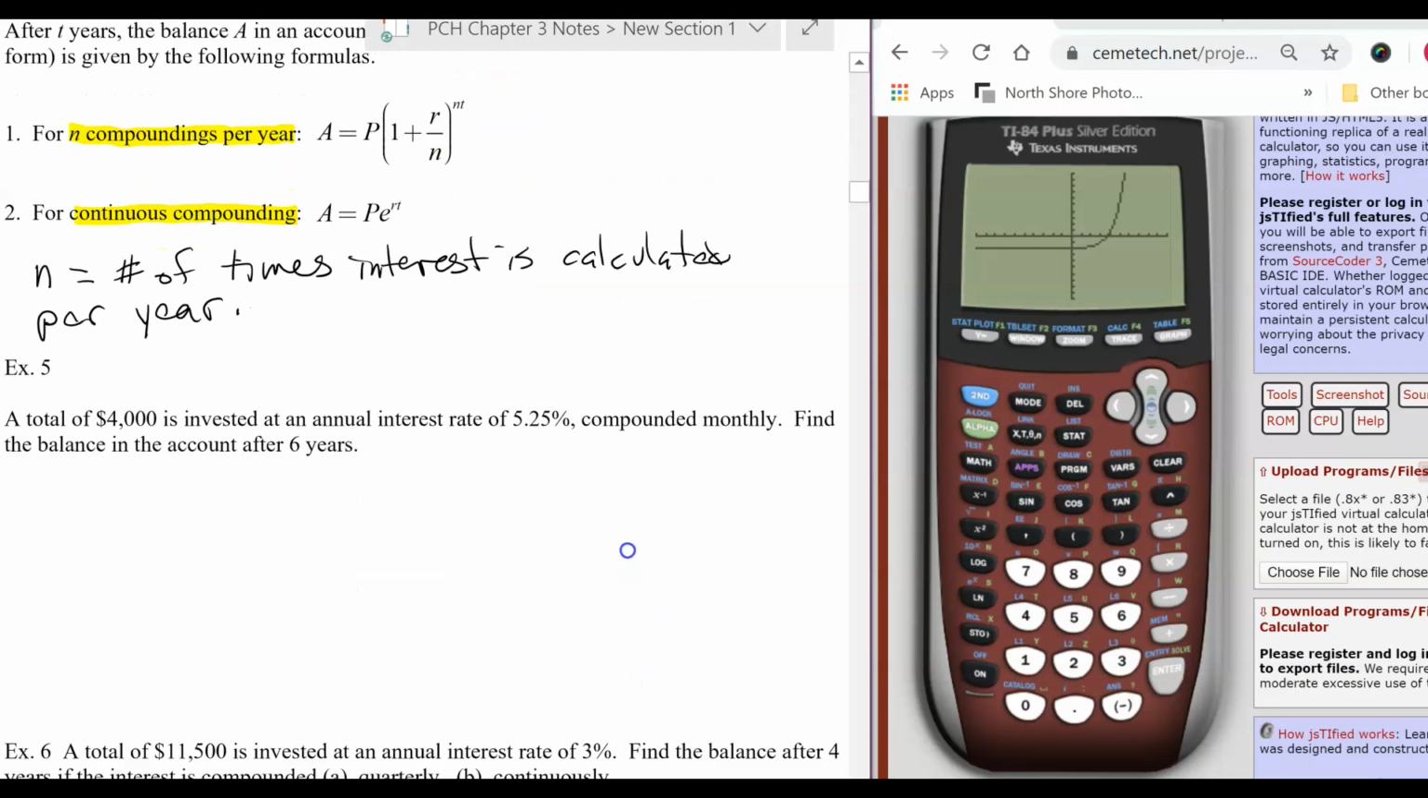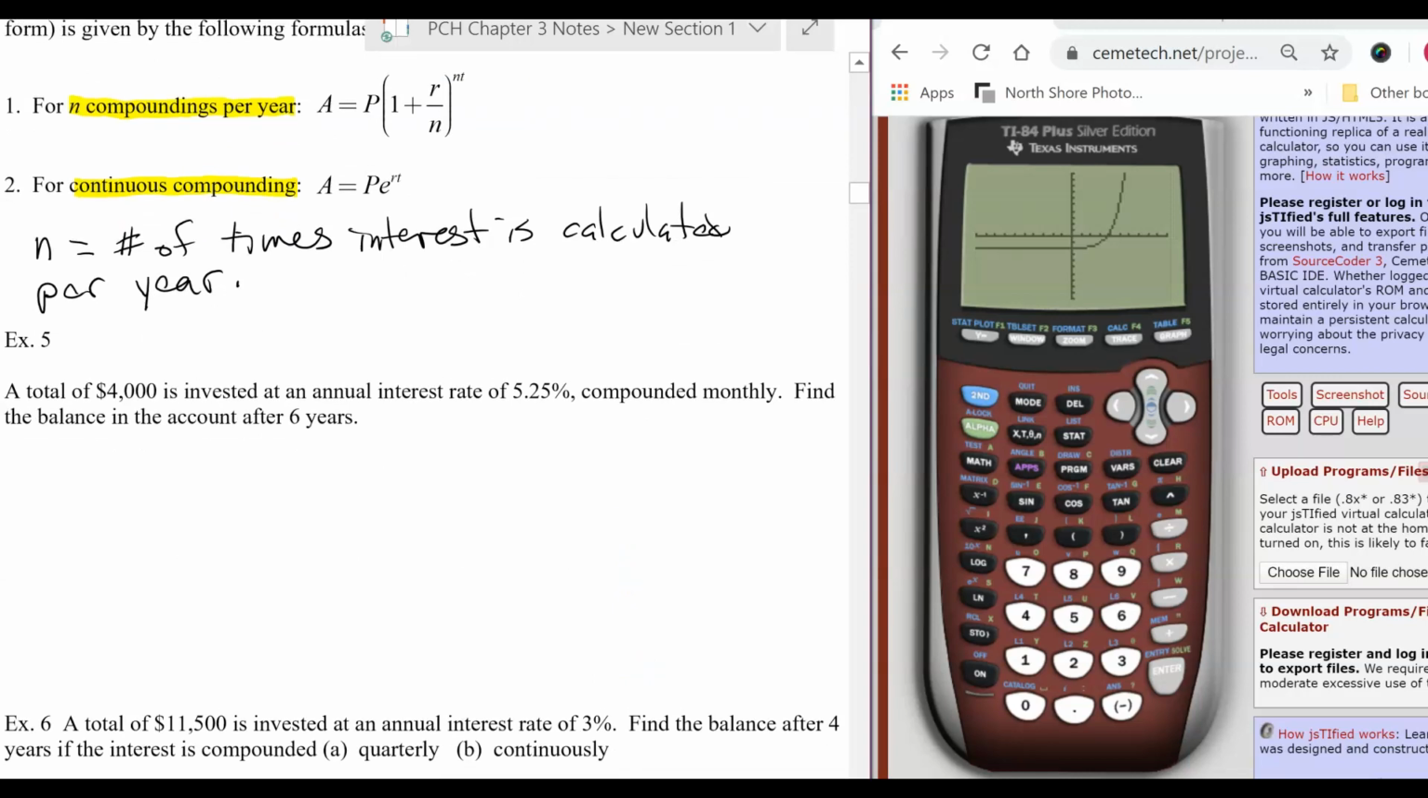All right, so for the first example here, example 5, we have a total of $4,000 is invested at an annual interest rate of 5.25% compounded monthly. Find the balance in the account after 6 years. So I've got my principal, the money I start with, is $4,000. I've got my rate, and I'm going to convert that to a decimal, is 0.0525, and compounded monthly, so n is 12, and t is my time in years, is going to be 6.